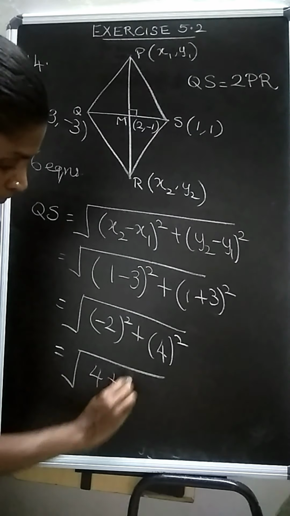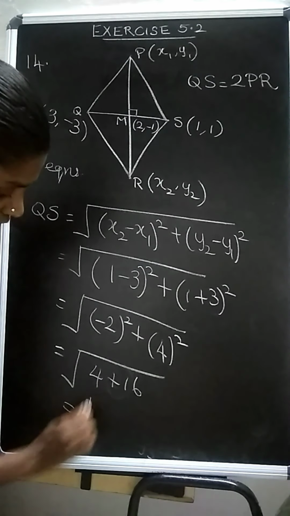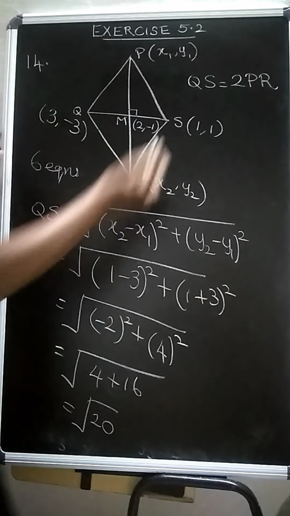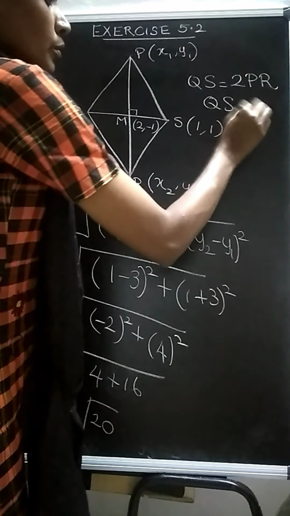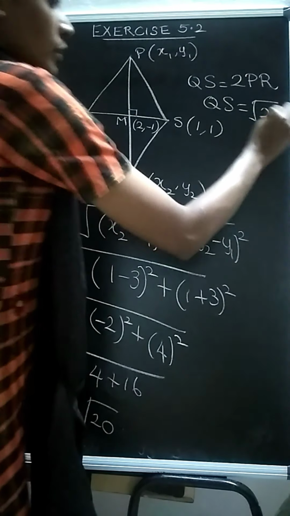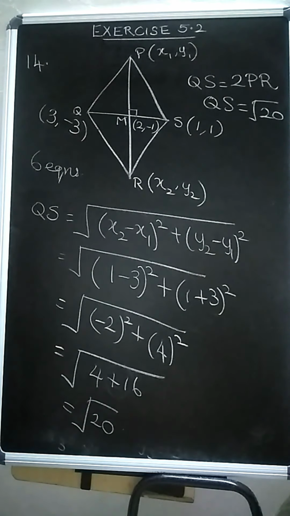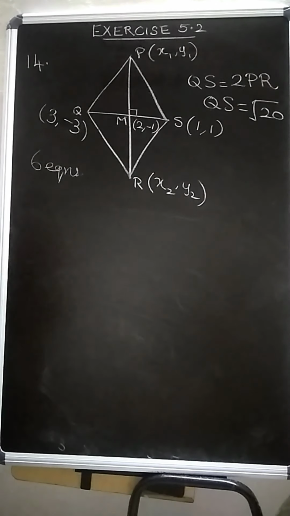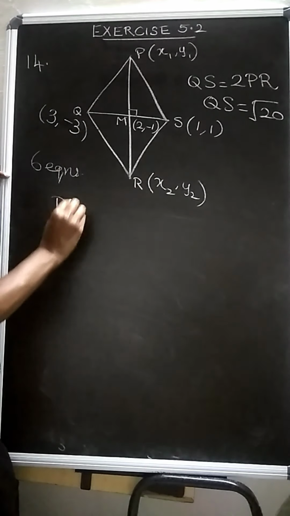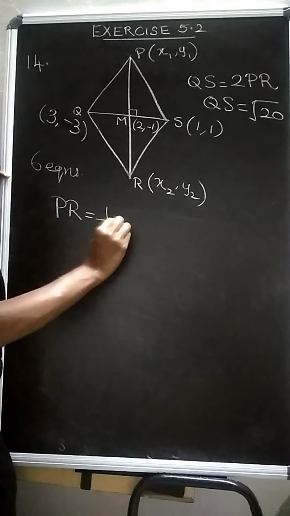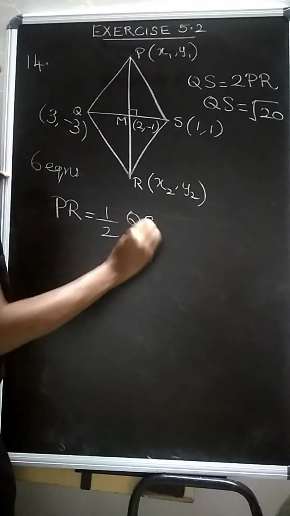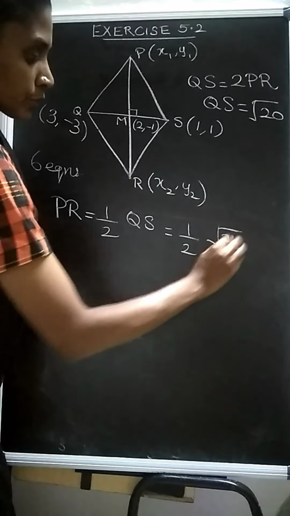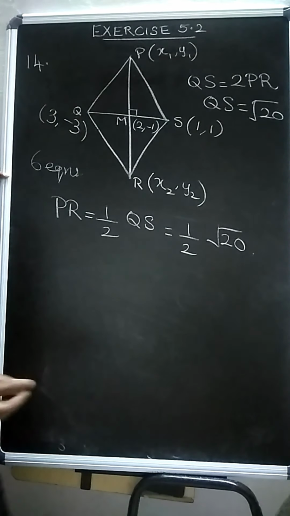4 plus 6, which is equal to root of 20. Now the distance QS is equal to root 20. Now equate it with PR. Now PR is equal to half of QS. So which is equal to 1 by 2 into root 20.